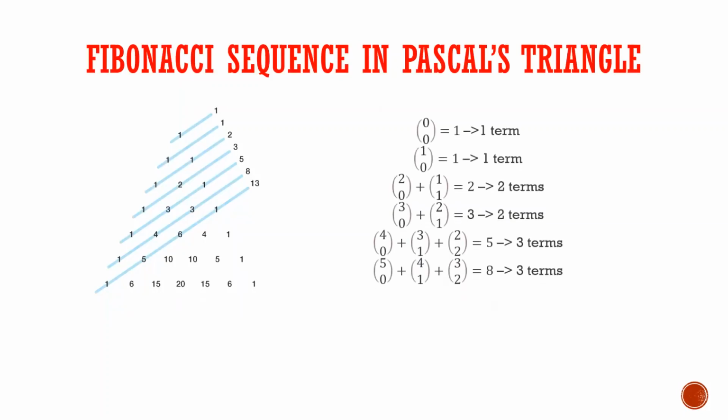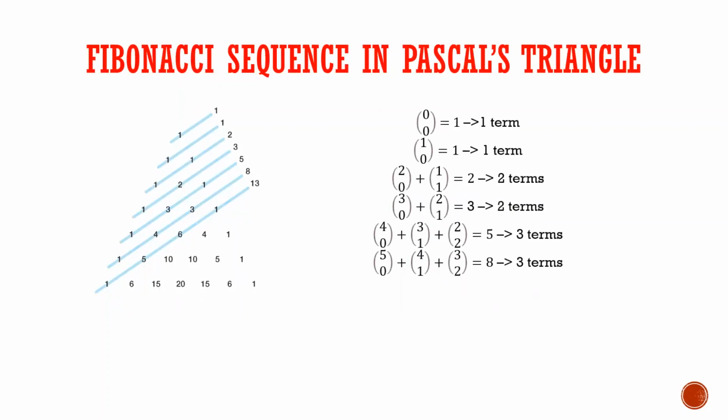Fibonacci sequence in Pascal's triangle. Consider the following diagram of Pascal's triangle. We will see the diagonal entries of Pascal's triangle. The 0th diagonal contains a single entry 1, that is 0 choose 0 equals 1. It is convenient to start with 0.